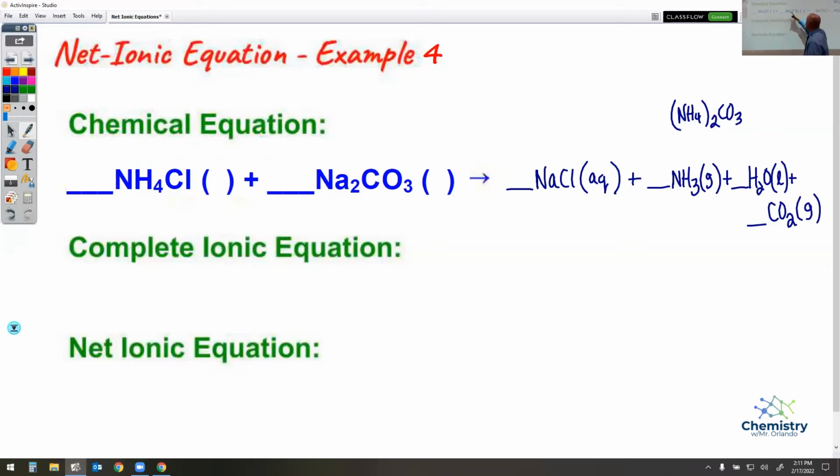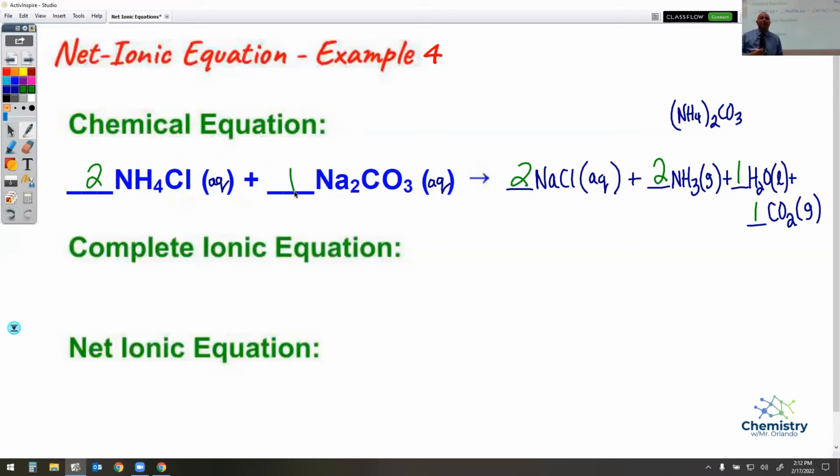On the reactant side, sodium carbonate is going to be soluble. Ammonium chloride will also be soluble. Balancing this equation, we're going to need 2 ammoniums to balance out the carbonate. That gives us 2 chlorides and 2 sodiums. So that'll form 2 sodium chlorides. Finally, when the ammonium carbonate breaks down, remember that it breaks down into 2 ammonias, 1 water and 1 carbon dioxide.